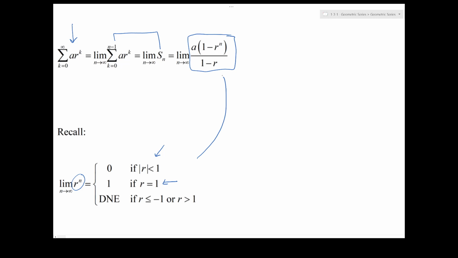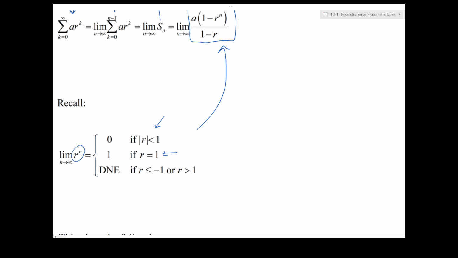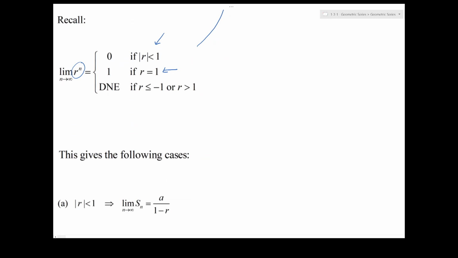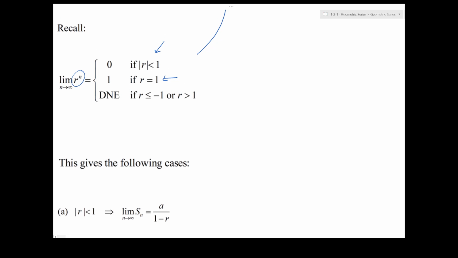Why? Because in that limit up there, n is the thing that's changing, right? n's going to infinity, and the only piece of that puzzle that has an n associated with it is r to the n. So we're going to look at these different cases here. So it gives us the cases. Okay, first of all, if r has a magnitude which is less than 1, then let me rewrite it down here so we see it. The limit as n goes to infinity of that nth partial sum is the same as the limit as n goes to infinity of a times 1 minus r to the n over 1 minus r.